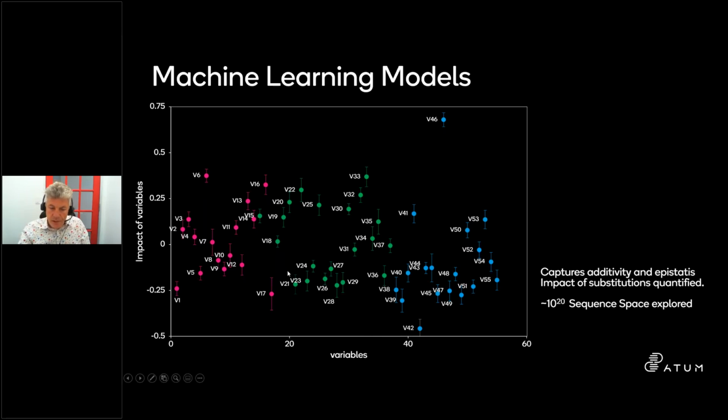And then you can use this information, and we typically use this to keep the good substitutions, get rid of the bad substitutions, and test everything that we don't have enough information about. We can test that in iterative cycles.